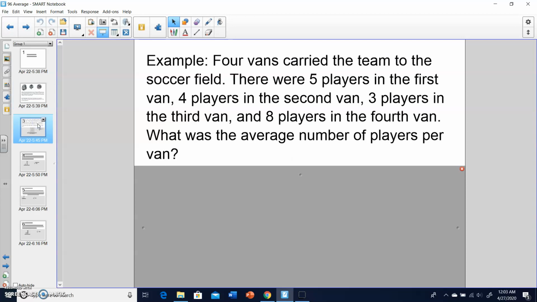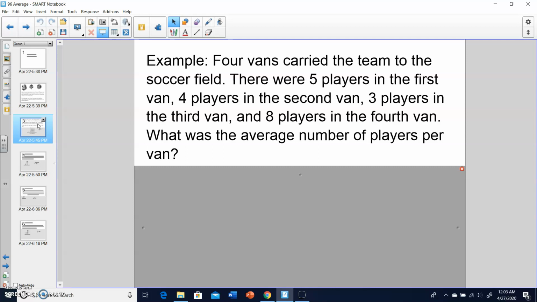Okay, so looking at the example on page 608, there are 4 vans that carried the team to the soccer field. There were 5 players in the first van, 4 players in the second van, 3 in the third van, and 8 in the fourth van. What is the average number of players per van?